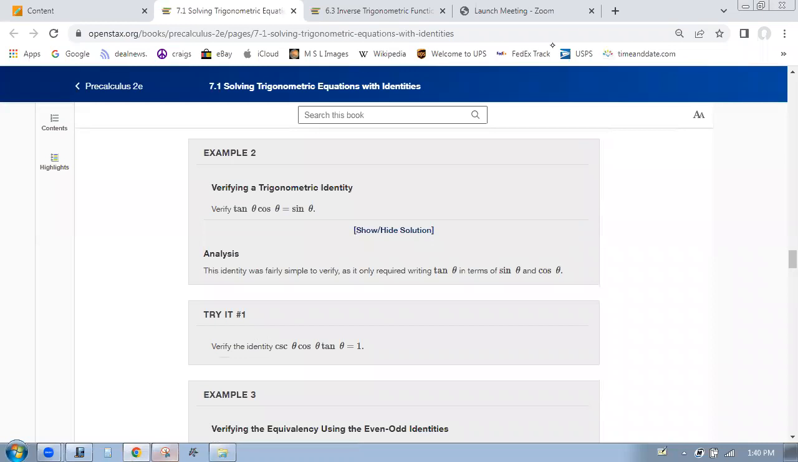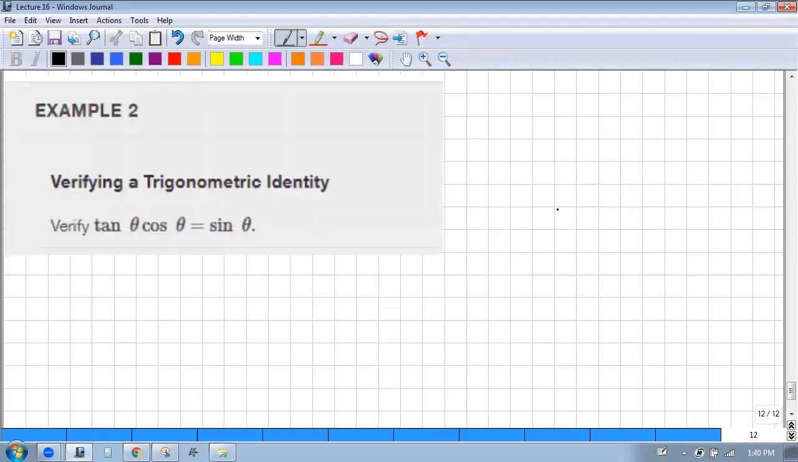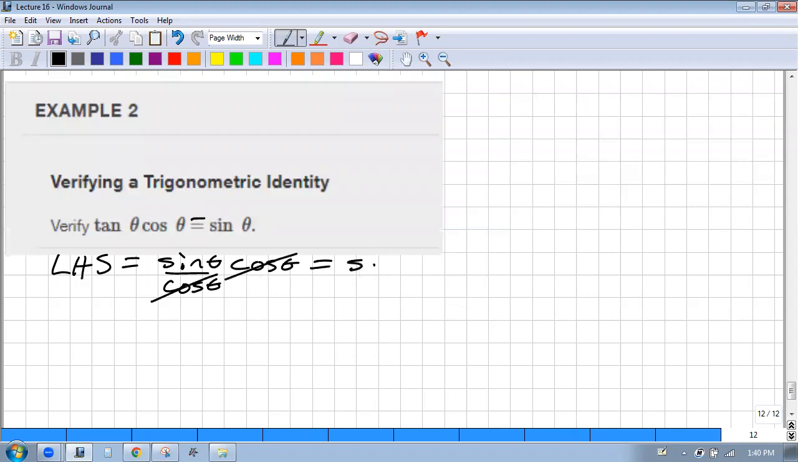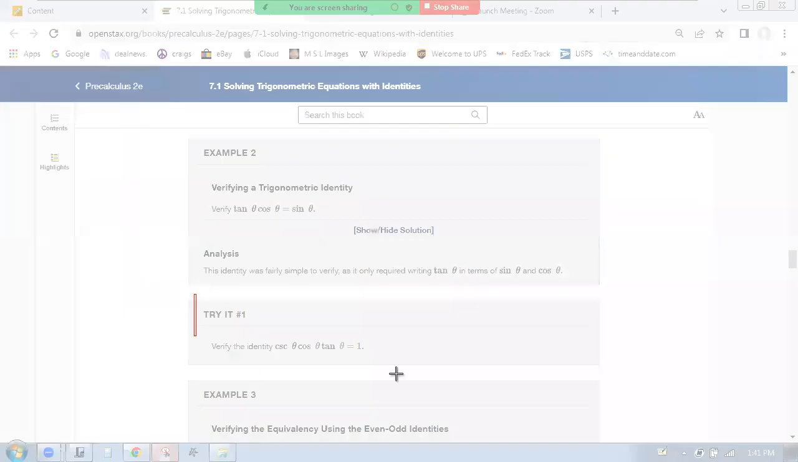So what if we have stuff like this where we want to be able to prove identities, okay? So here's a real easy one. Verify that this is an identity. When you have something simple on one side and something complicated on the other, it's typically easy to start with one side, like the left-hand side. Tangent is sine over cosine, and then we have times cosine. Those cancel out, and we're left with just sine. So that's the right-hand side. So we just proved that's an identity, okay, by substituting, using identities that we already knew. Okay, we can do another one here, another real easy one.